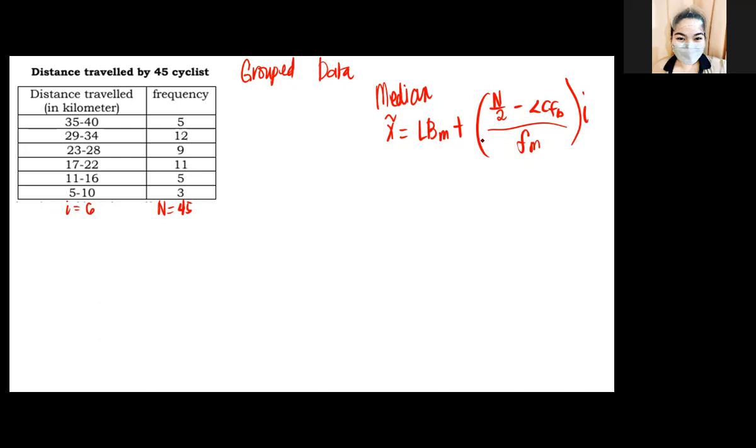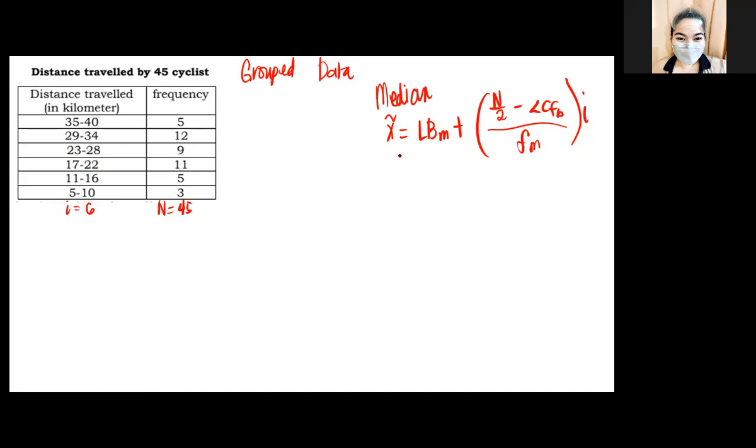So unlike the ungroup, sila kasi ay naka-frequency distribution table na tayo. Okay? Kunwari binigyan kayo ng ganito, naka-frequency distribution table na, hindi nyo na nakikita dito kung ano-ano yung mga data na pinanggalingan ng frequency na to. Ang alam lang natin na yung 35 to 40 has 5 data na nakapaloob na sa 35 to 40. Yung 29 to 34, merong 12 na frequency or data. Yung 23 to 28, merong siyam, and so on. Yun na lang yung alam natin.